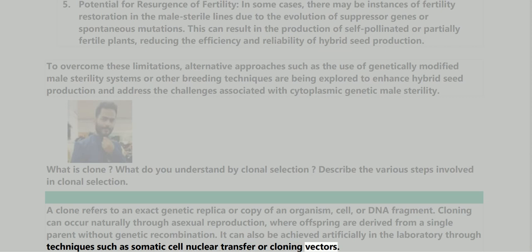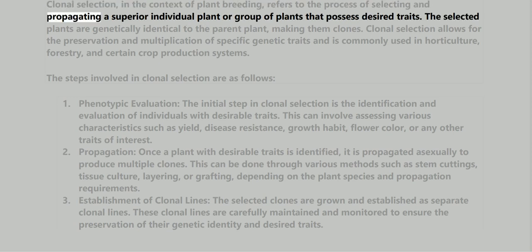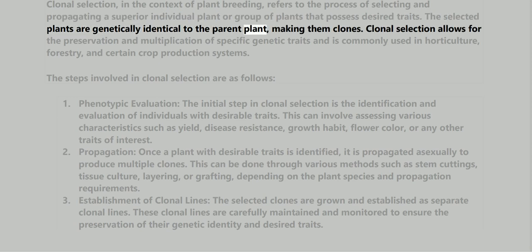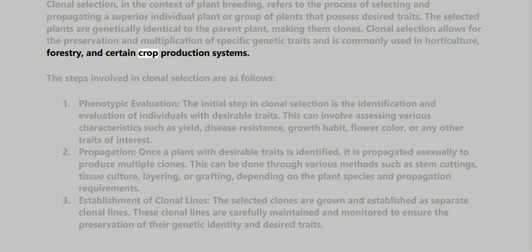Clonal selection, in the context of plant breeding, refers to the process of selecting and propagating a superior individual plant or group of plants that possess desired traits. The selected plants are genetically identical to the parent plant, making them clones. Clonal selection allows for the preservation and multiplication of specific genetic traits and is commonly used in horticulture, forestry, and certain crop production systems. The steps involved in clonal selection are as follows.